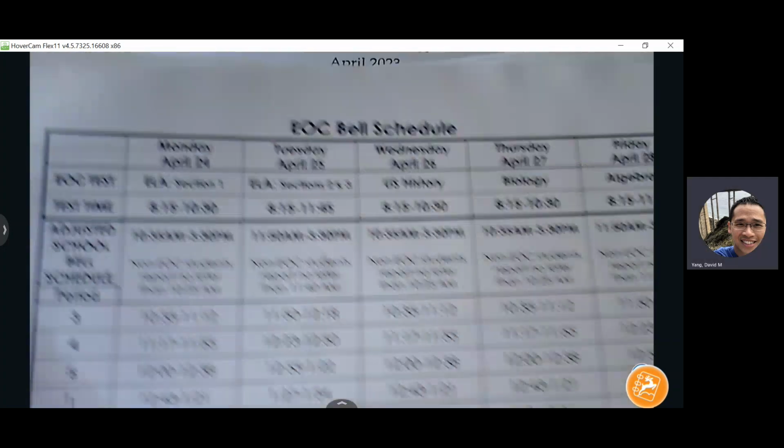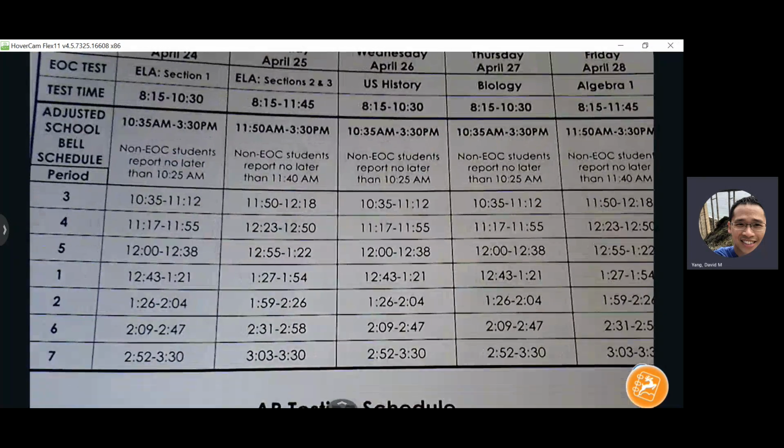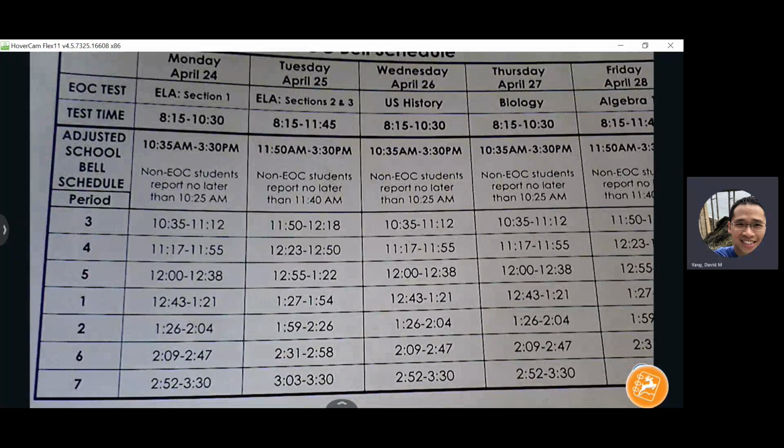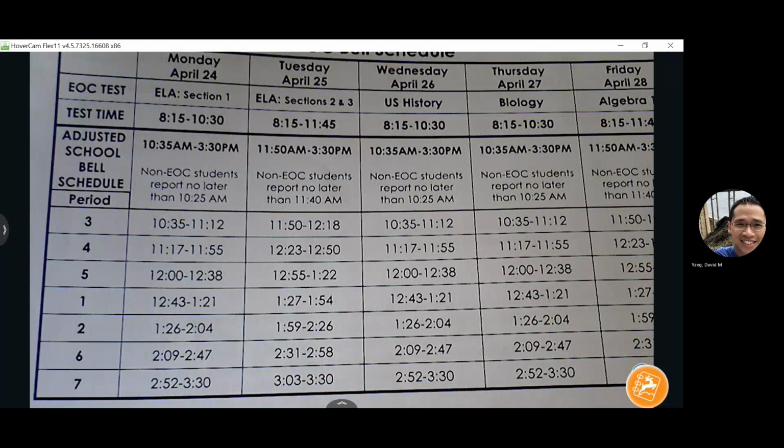There we go. Here's the bell schedule. I think I sent this out yesterday. I just want to make sure you guys know the schedule for next week. I think they flipped some of the later periods around. It was 6, 7, 1, 2, but now it's 1, 2, 6, 7.